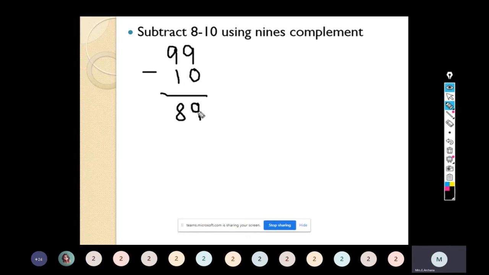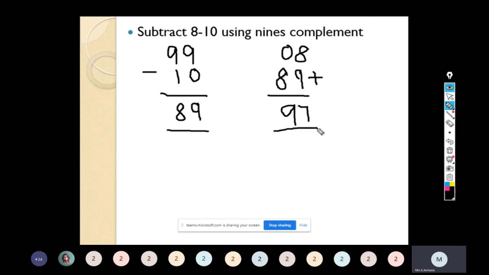The result is going to get added with A. What will be A? I told we have to equalize the digits. So B consists of 2 digits, so A also must consist of 2 digits. So 08 is going to get added with 89. That is the result of 9's complement. Normal addition, when we add this, we will get the answer as 97. There is no carry.